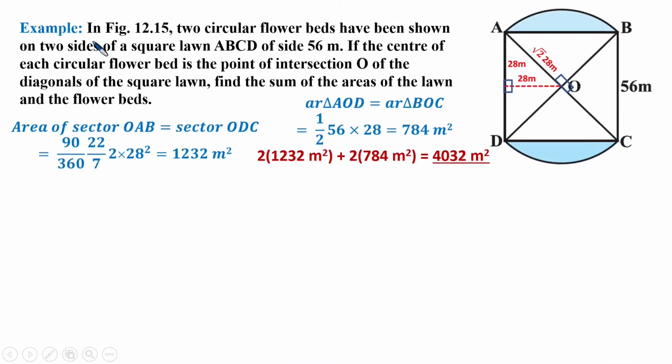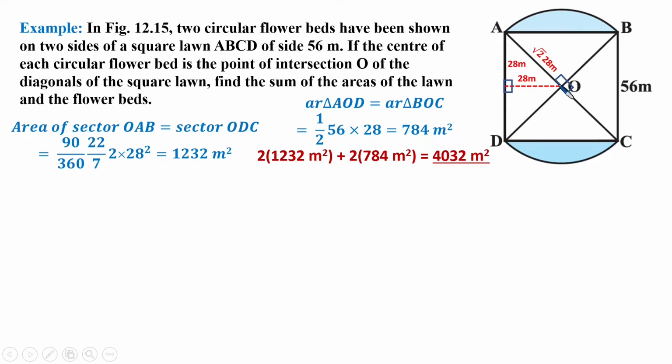Now another example. In figure 12.15, two circular flower beds have been shown on two sides of a square lawn ABCD of side 56 meter. This is a 56 meter square lawn, and there are two circular flower beds. If the center of each circular flower bed is the point of intersection O of the diagonals of the square lawn, so both centers coincide, find the sum of the area of the lawn and the flower beds. So the total area, this shaded region and this white region, is the area of the lawn and the flower bed.